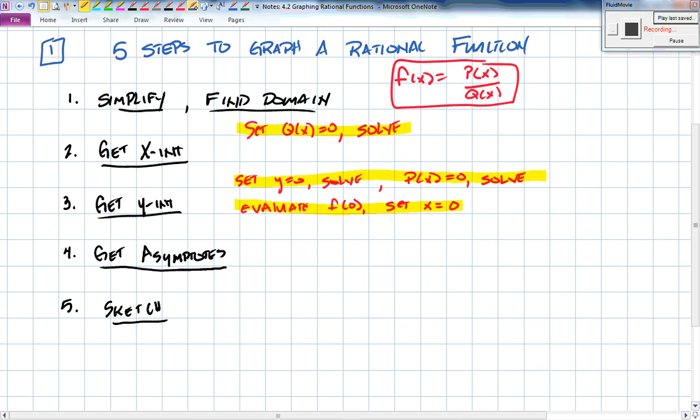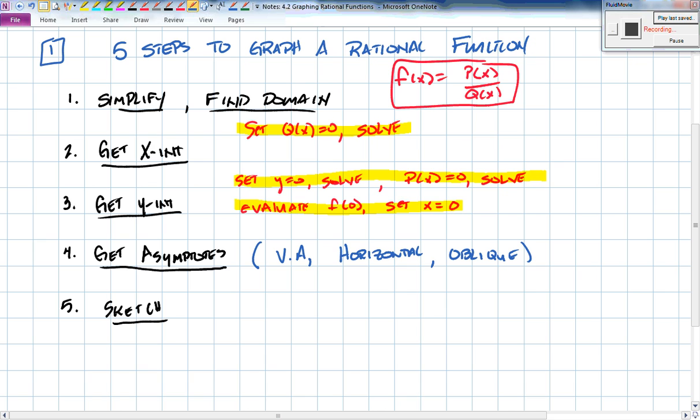So get the asymptotes. There are 3 types. Name 2 that you know already. There's the vertical asymptote. And then there's the horizontal. And then there's this third one called the oblique, which I have not yet taught you how to find, which we're going to do today.